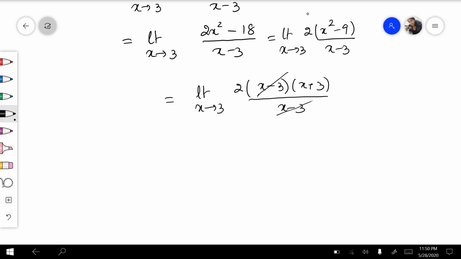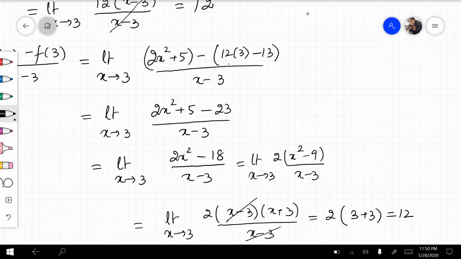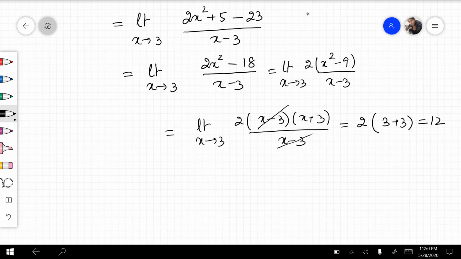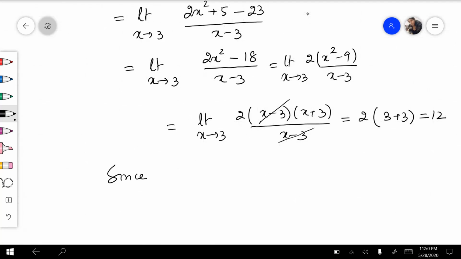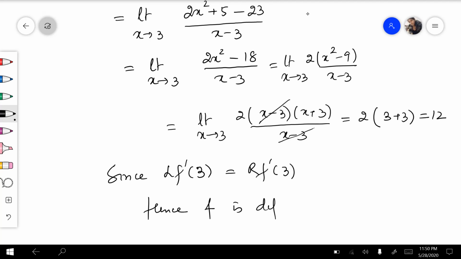Resulting expression is not in 0 by 0 form, तो हम x को replace कर सकते 3 से, which is equal to 12. Left hand derivative 12, right hand derivative 12, since left hand derivative at 3 is equal to right hand derivative at 3, hence f is differentiable at x equals to 3.